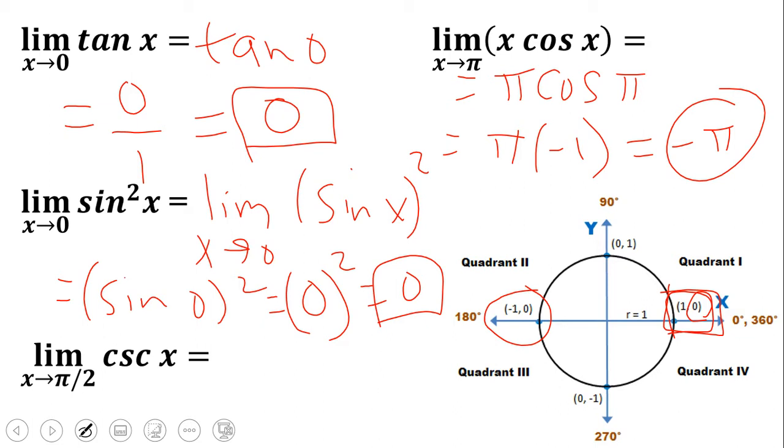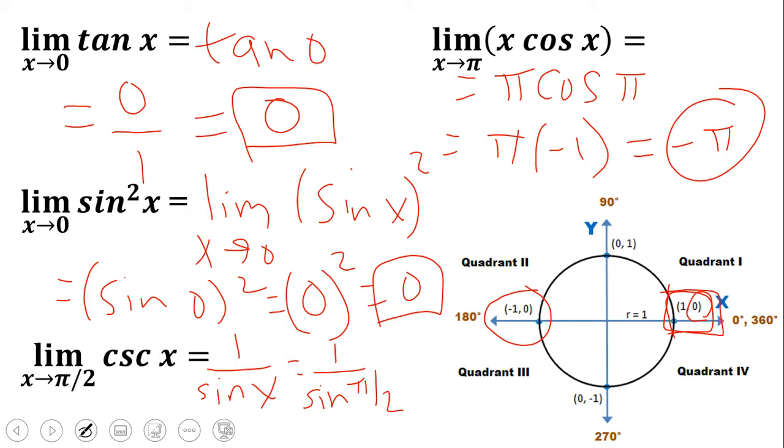Finally, the limit as x goes to pi over 2 of the cosecant of x, you would hopefully remember that the cosecant is equal to 1 over the sine. You then, of course, would try direct substitution. So this would give you 1 over the sine of pi over 2.